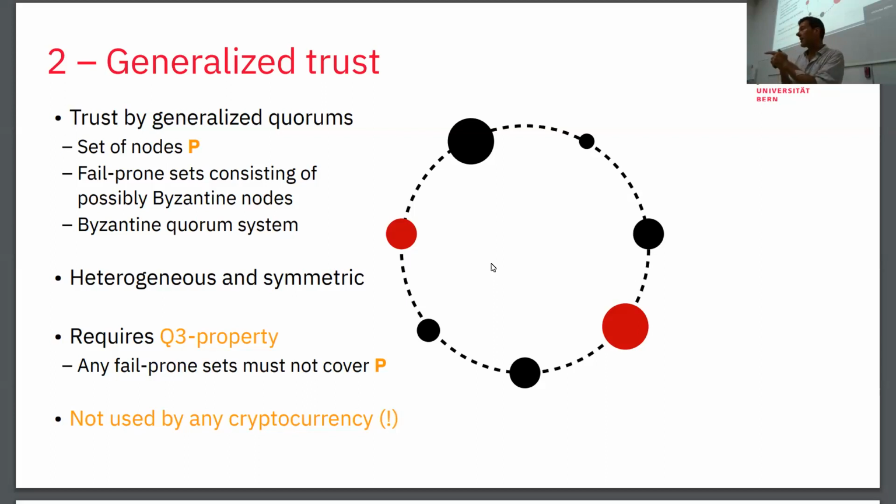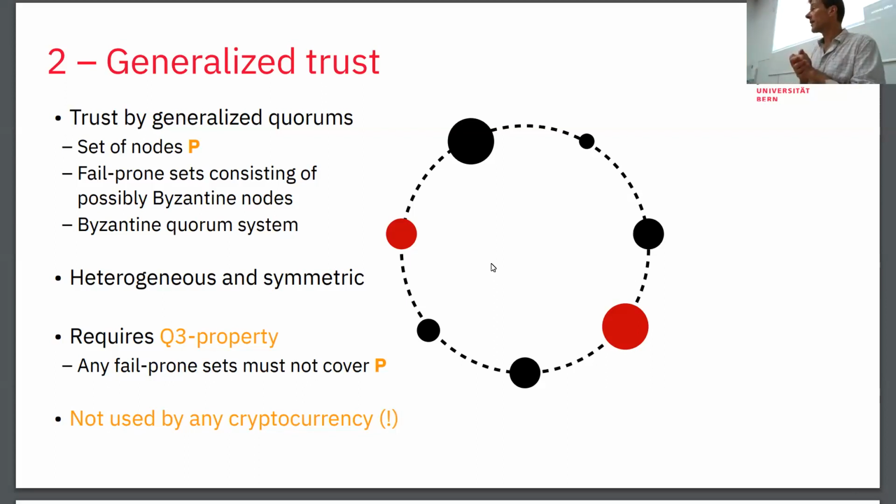An important thing here that may come back later is the so-called Q3 property, a term coined by Hirt and Maurer. That means that no 3 of these possibly faulty sets may cover the whole participant set. There are a couple of important assumptions here, namely that we must know the set of participants in order to really define this. There's also an important consequence: if you have a set system such that no 3 of those subsets cover the whole space, then we have a Byzantine quorum system, and from this we can do consensus.